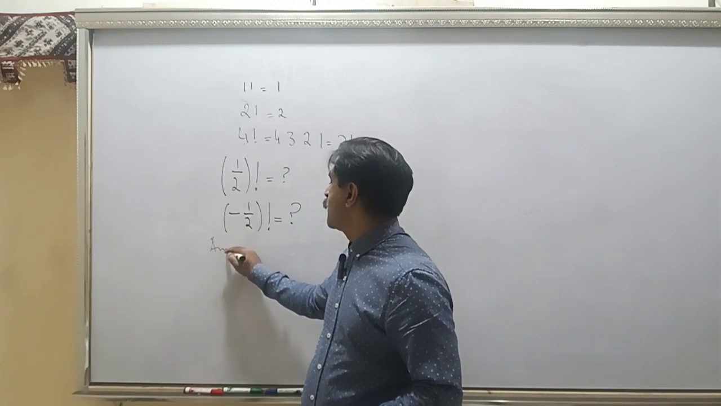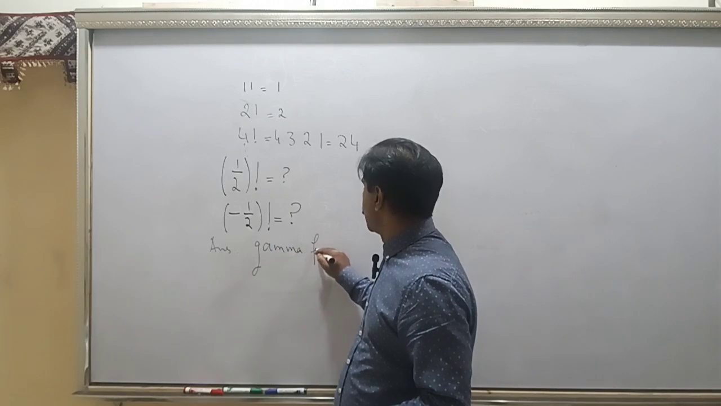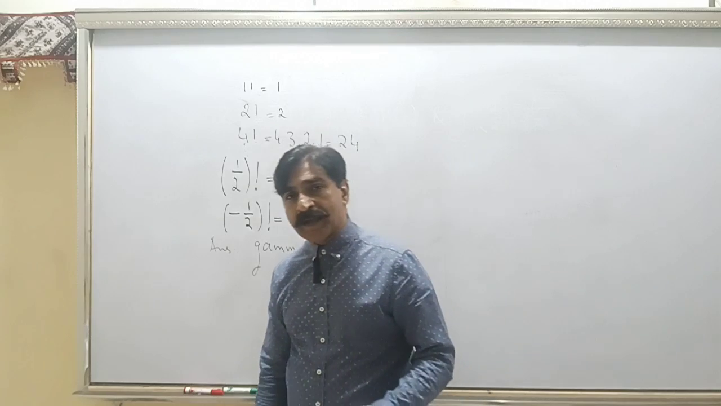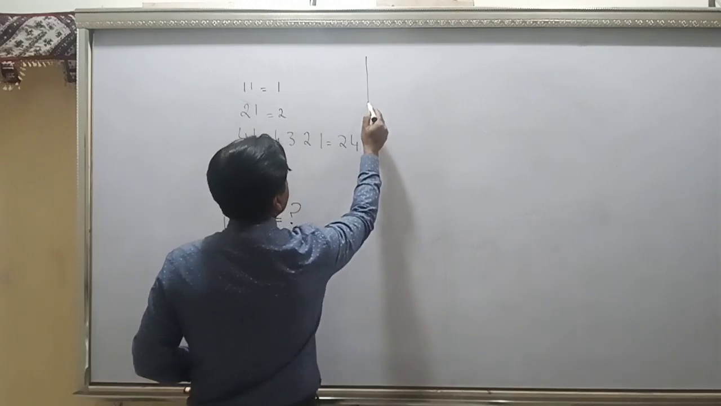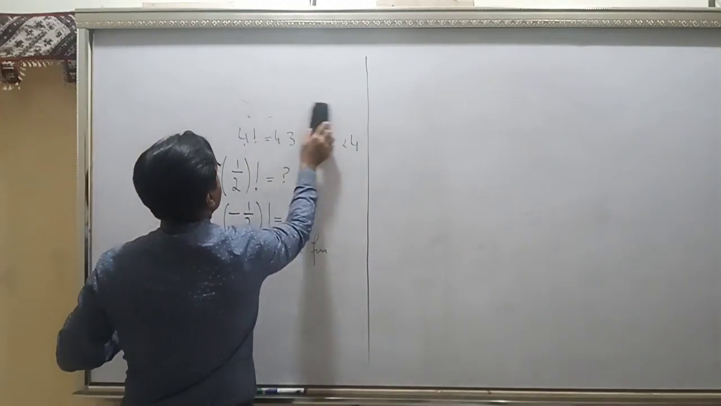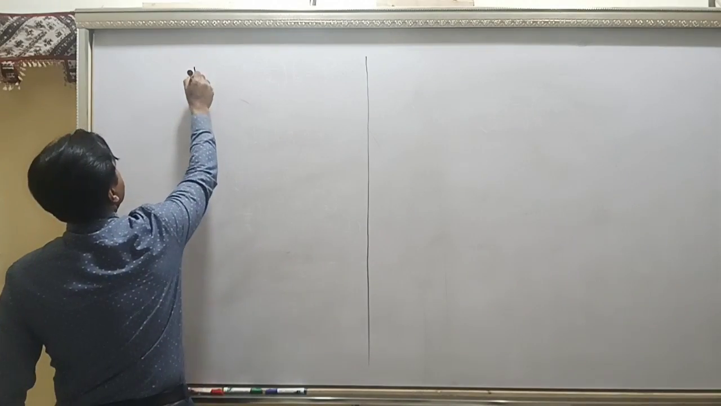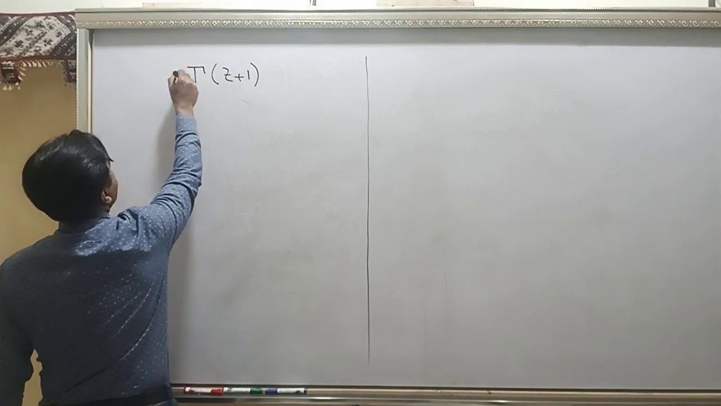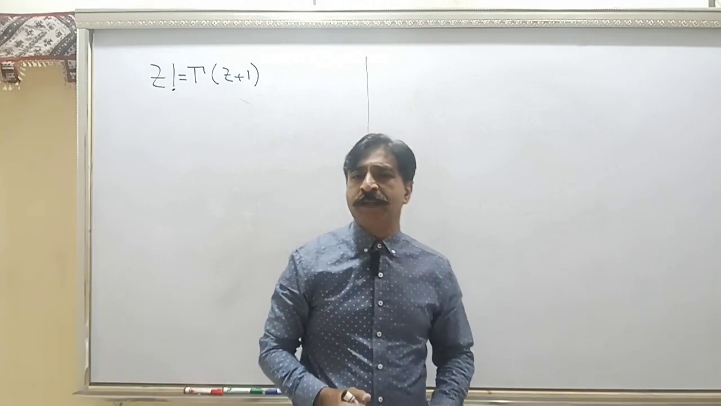The answer to this question is provided by the gamma function, right? And what is the gamma function? You can check my video 1 on the gamma function, and in that video I have proved that gamma of z plus 1 is equal to z factorial. This has been proved in video 1.